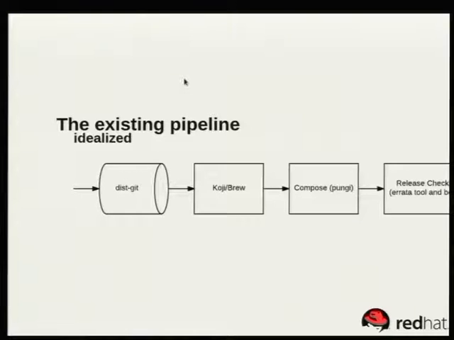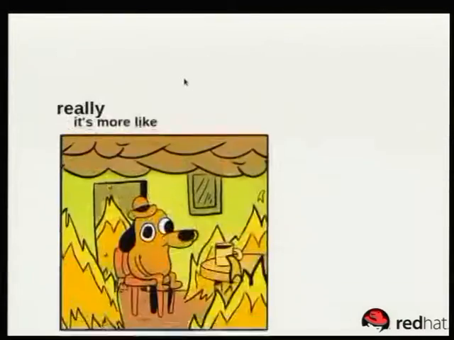If you've ever developed on Fedora or for RHEL or for CentOS, you know that there's dist-git. Things then get built in Koji and Brew. They go through a compose process and then a release checklist to get out the door. It's very, very simple.